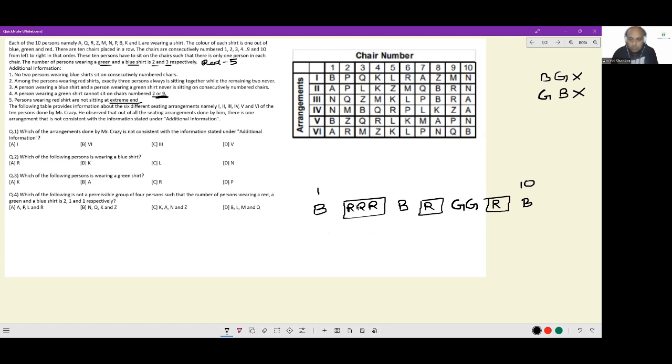Absolutely. Blue and green are not together. The person wearing a blue colored shirt and the person wearing a green colored shirt are never sitting on consecutively numbered chairs. Yes, absolutely. And the person wearing a green colored shirt cannot sit in chairs number 2 or 9. Absolutely. All conditions are met here. But then this is not the only case possible.